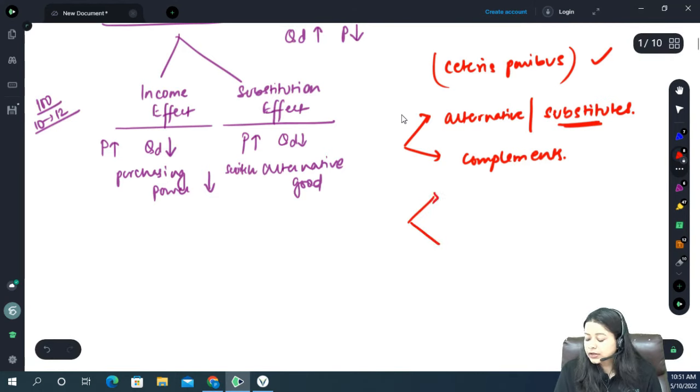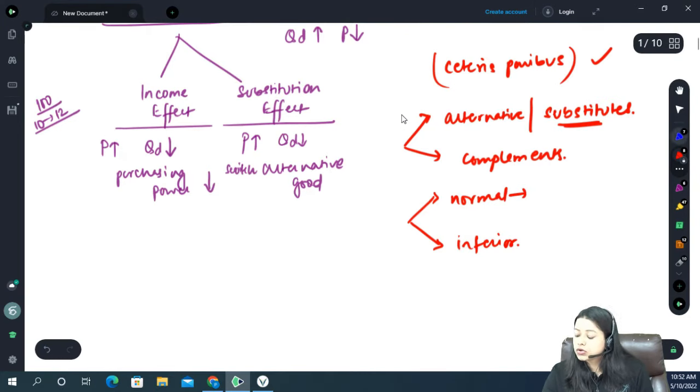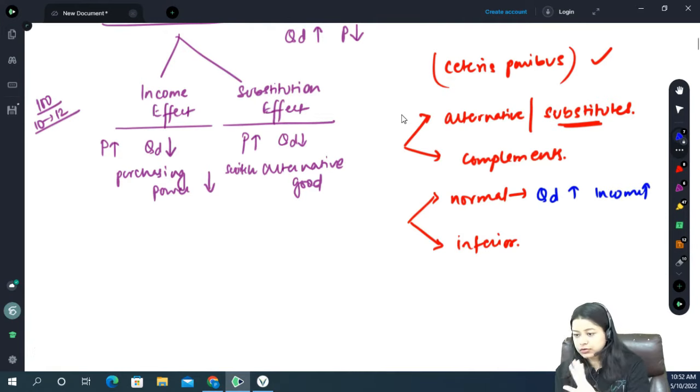Now there are two other demarcations as well: normal goods and something called inferior goods. What are normal goods? These are goods whose quantity demanded increases as your income increases. For example, let's suppose I have one car. Now if my income is increasing a lot, I will buy one more car. So this is a normal good.